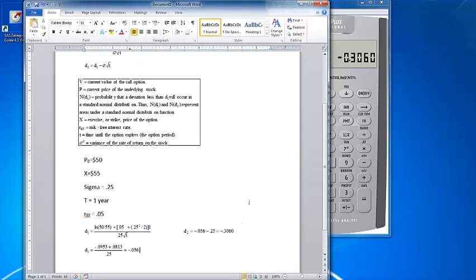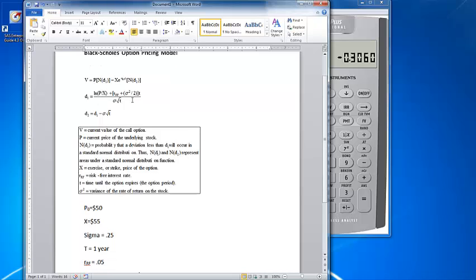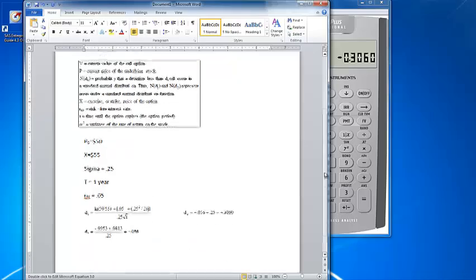So that's the first two equations. The last equation then is first we have to determine the probabilities associated with the D1 and D2 values, and then we can fill in our value equation.